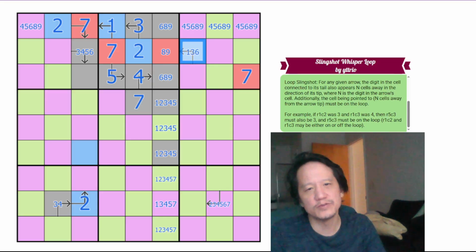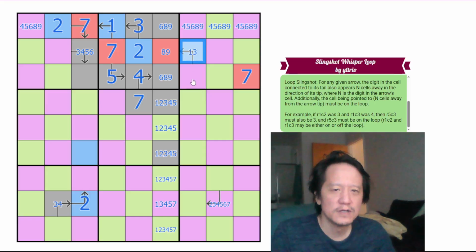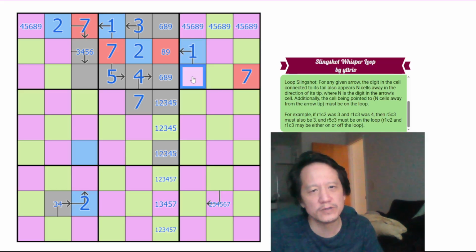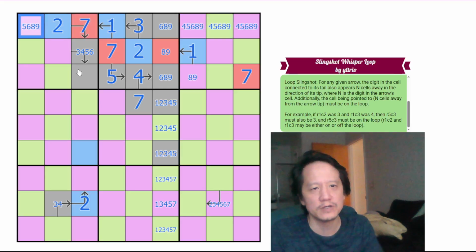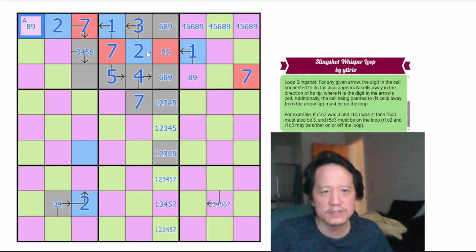So this has to be 5 or 6. It cannot be 7. It cannot be pointing to this one. So this has to be a 1. So it must match here. So this is 8 or 9. It matches this one. This matches here. Where else is it on the loop? It must be here. So this is that 8 or 9. So now we're matching this A.